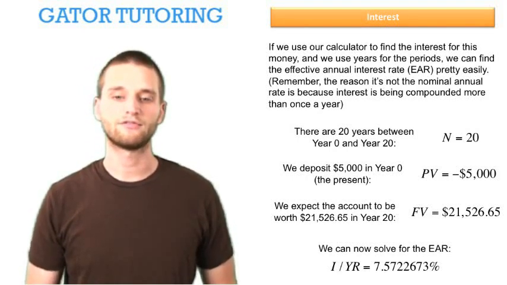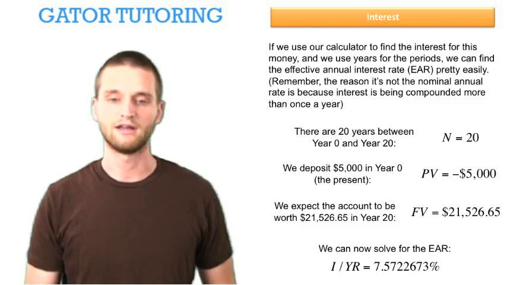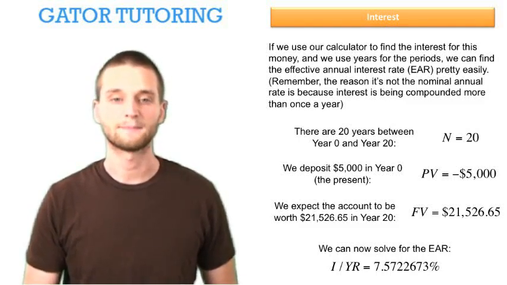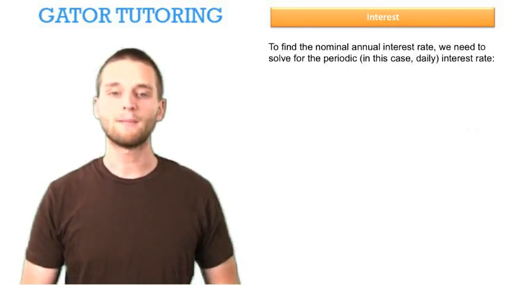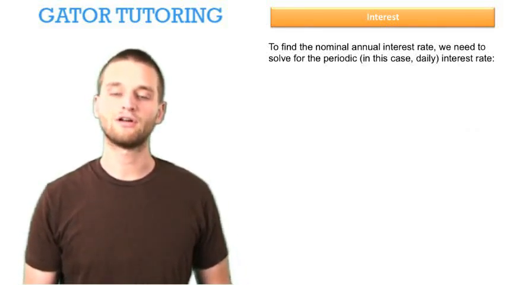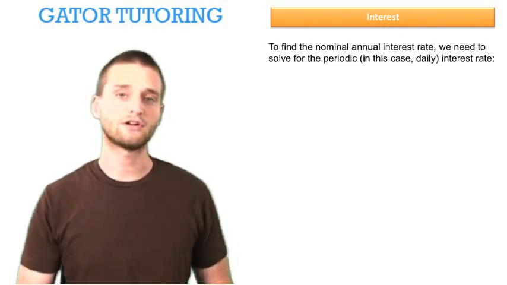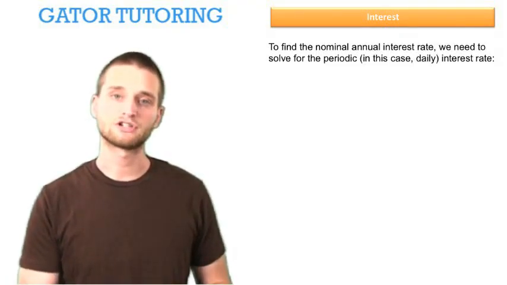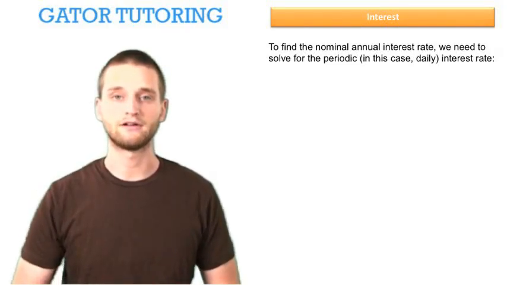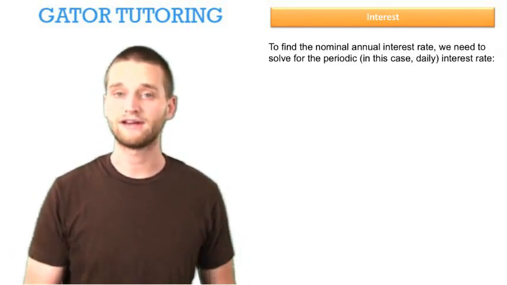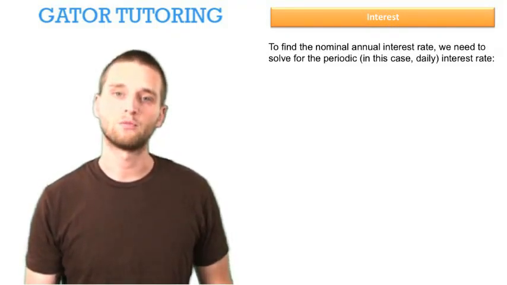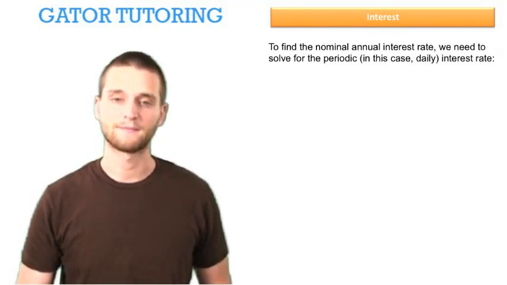We can now solve for the effective annual interest rate, and we see that it's 7.5722673%. To find the nominal annual interest rate, we need to solve for the periodic, in this case, daily interest rate. So we have to first solve down to the period at which the interest is being compounded. So in this case, interest is compounded every day. So first, we need to find what that interest rate is on the day.